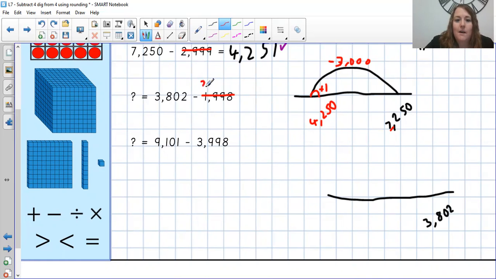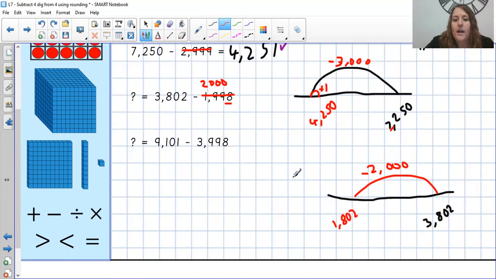I'm going to be rounding that, and I'm going to round it to the nearest 1,000, which is 2,000. But I'm remembering it's an 8. That's important for in a minute. So we're going to be taking away our 2,000. So 3,000 something, take away 2,000 is 1,000, and I've still got my 802.